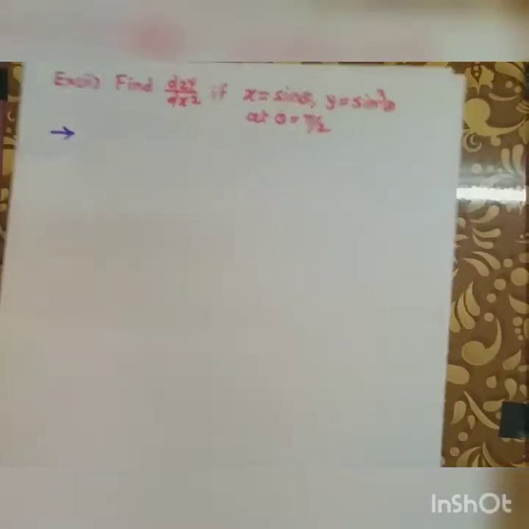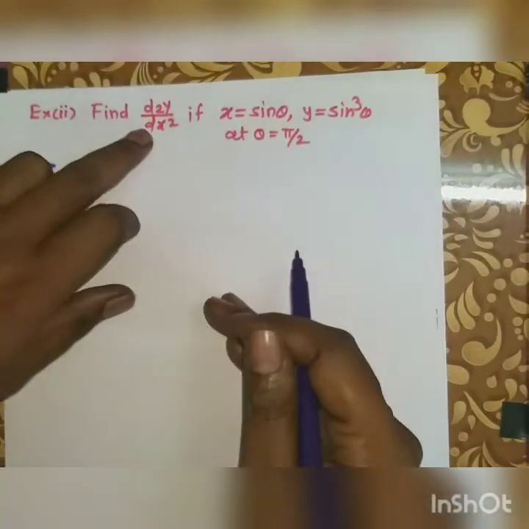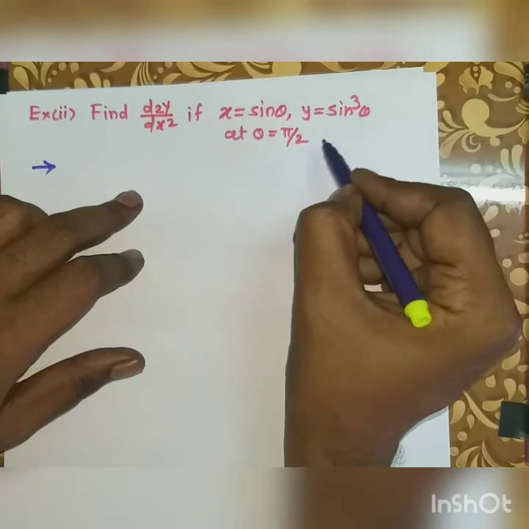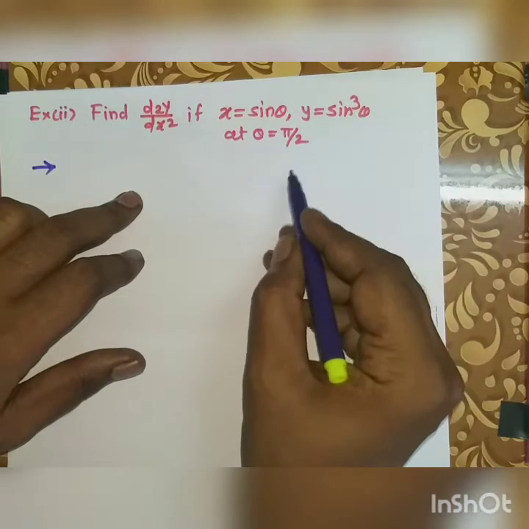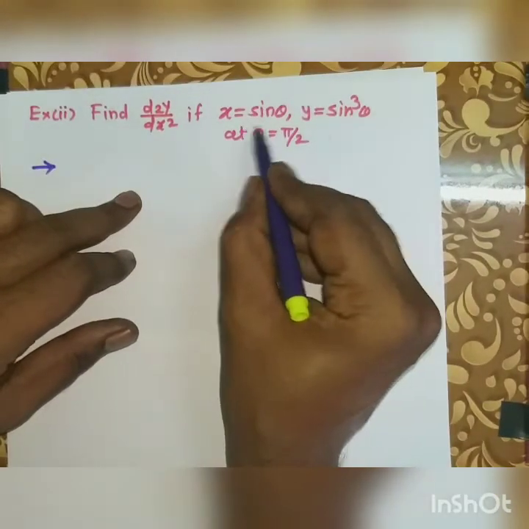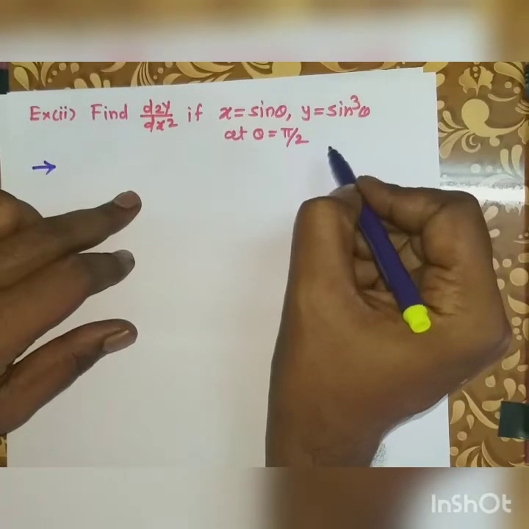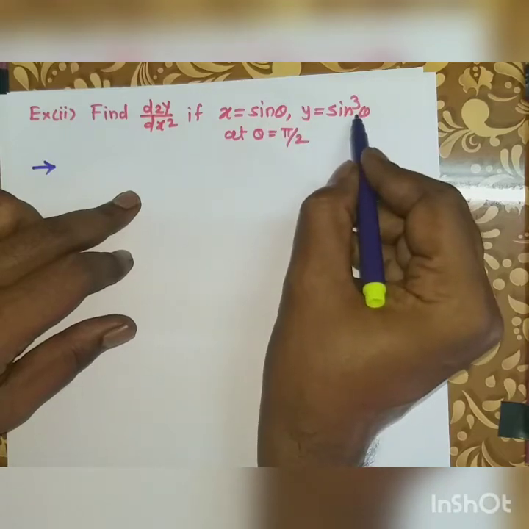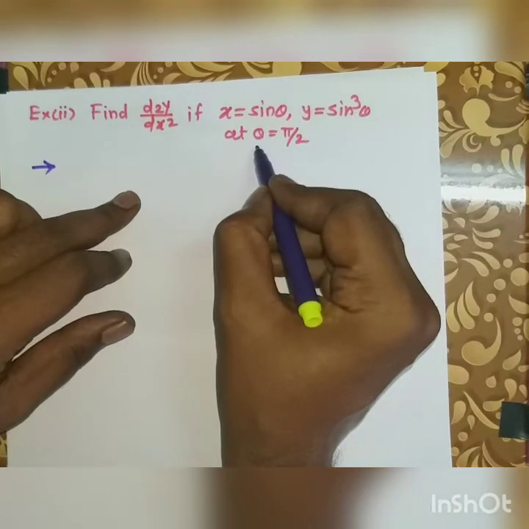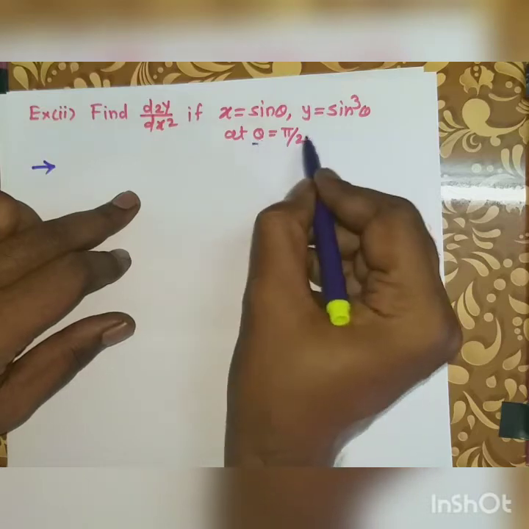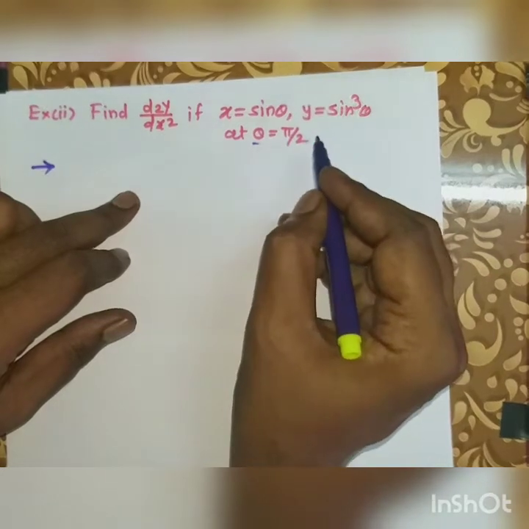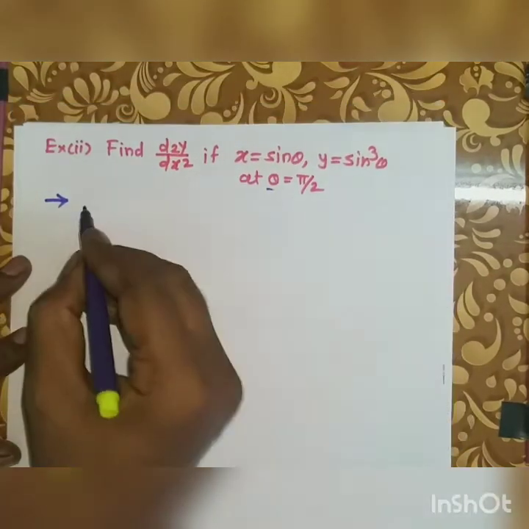Now take the second example. Find d2y by dx square, where x is equal to sin theta, y is equal to sin cube theta, at theta is equal to pi by 2. Now this function is parametric in terms of theta. That means first we find the derivative of the given function in parametric form. Again we want the second order derivative at theta is equal to pi by 2. That means in the last step we substitute theta is equal to pi by 2, then we get the answer.